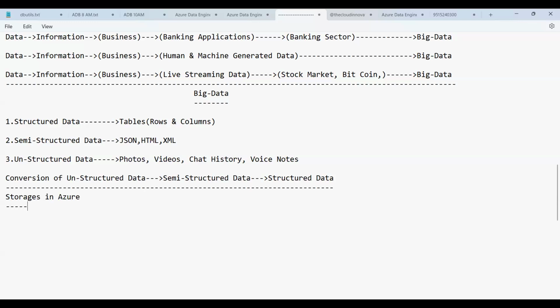The following are the storages we have. Totally, when you talk about the storages, how many do we have? 90 plus storages. In Azure, 90 plus storages are available.